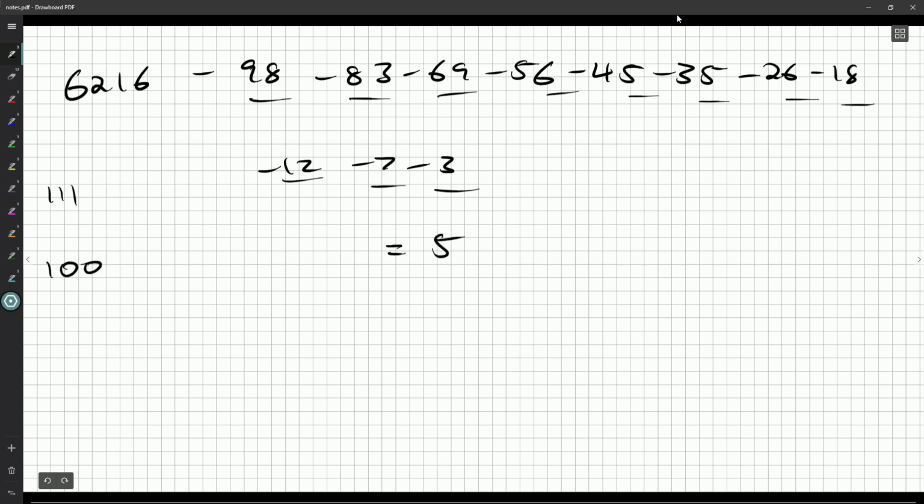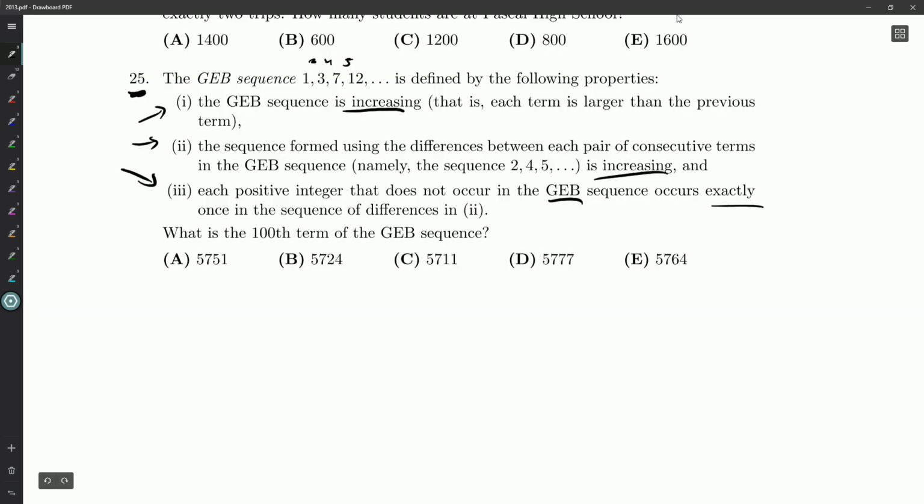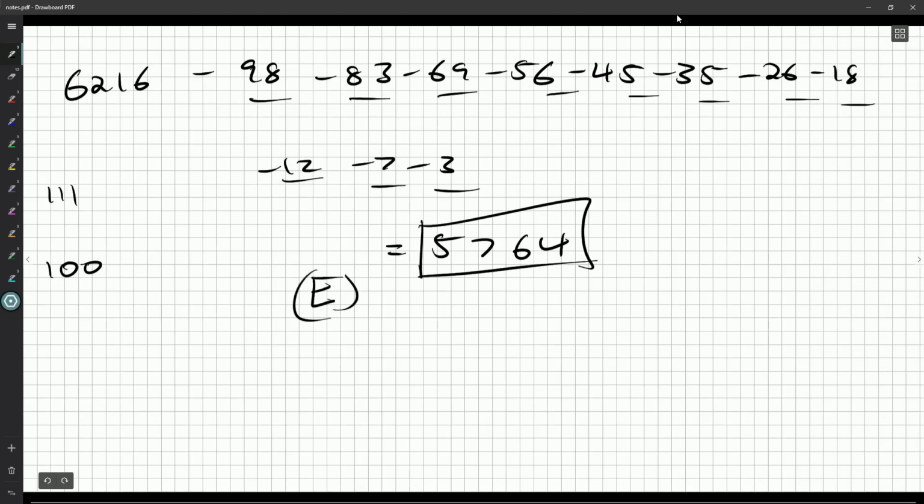So in the end, I get 5,764. So I think that should be my final answer. Is that one of the possibilities? It's hiding at the end. It's E. Now, for something like this, you might want to leave it for a bit, come back and try and do the same sort of analysis again. You won't have to try and find your approach again. But just to make sure that you really have calculated exactly what you need to do.